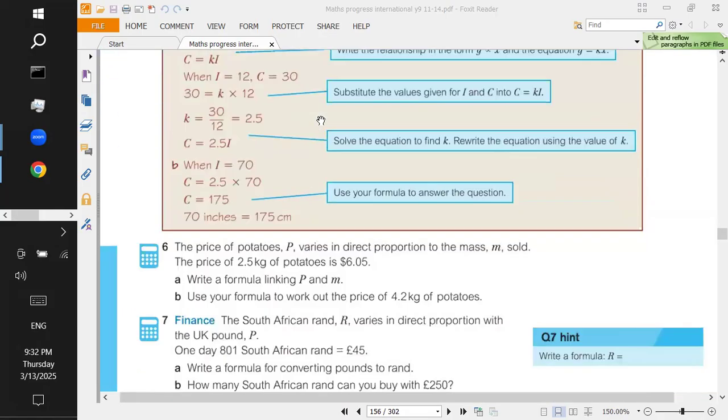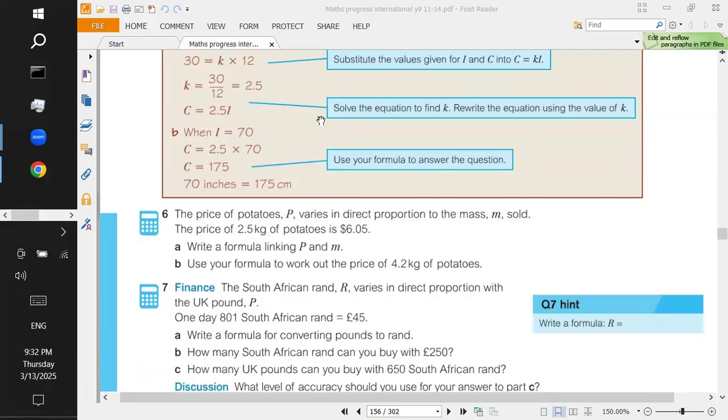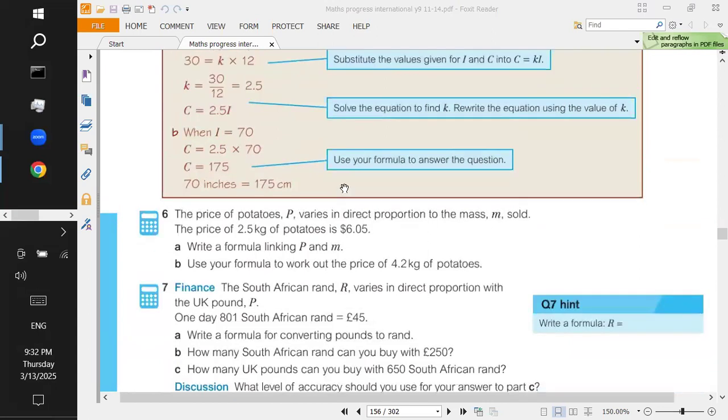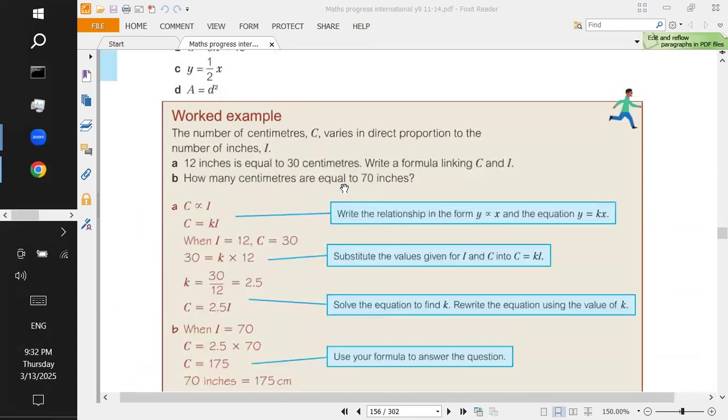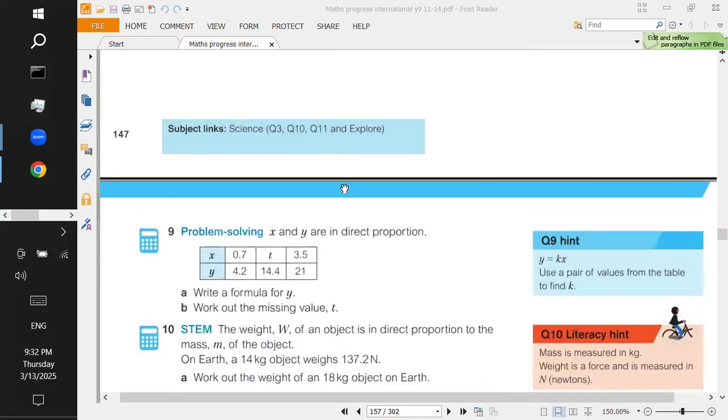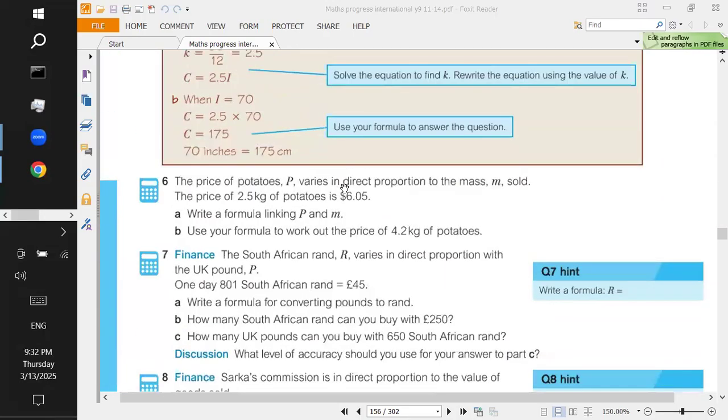Okay. Now, let's talk about finding values in direct proportion. We have question 7 here, and writing a formula linking direct proportion. Basically, we still have 7 minutes. I think we have to stop the video.